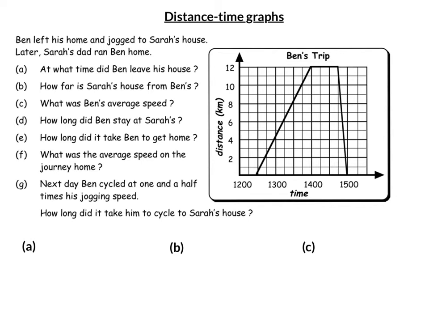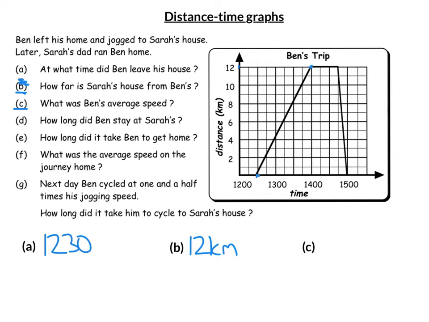So at what time did Ben leave his house? That's part A here. Well, he left his house here, and that's halfway between 12 and 1, so 12:30. B, how far is Sarah's house from Ben? Well, Ben got to Sarah's house here, so that's at the 12 mark, so 12 kilometers.